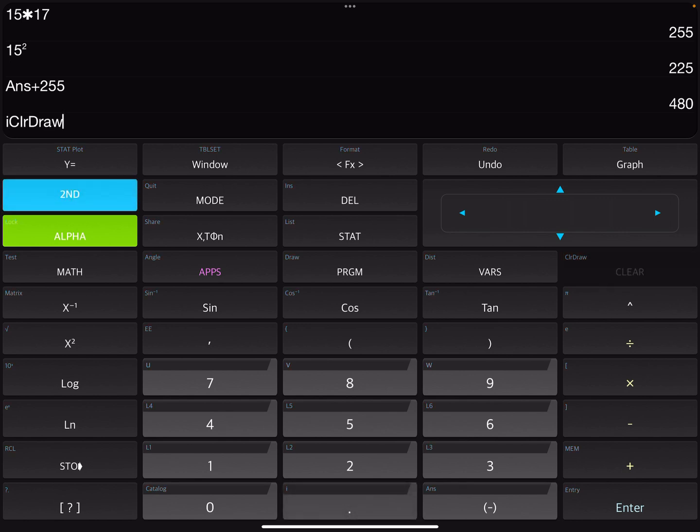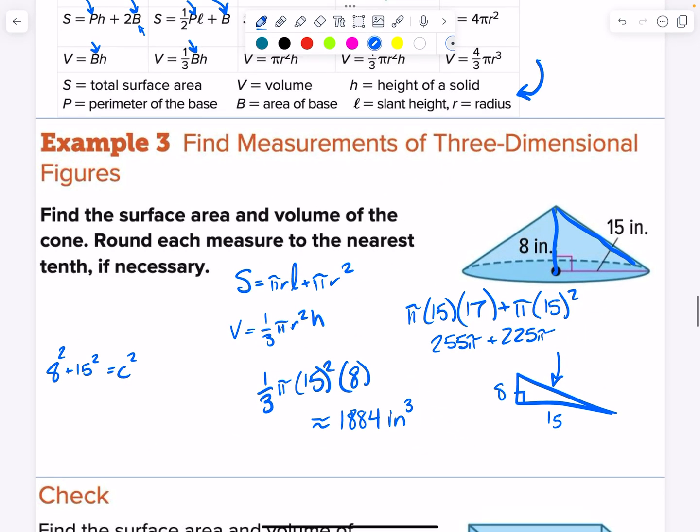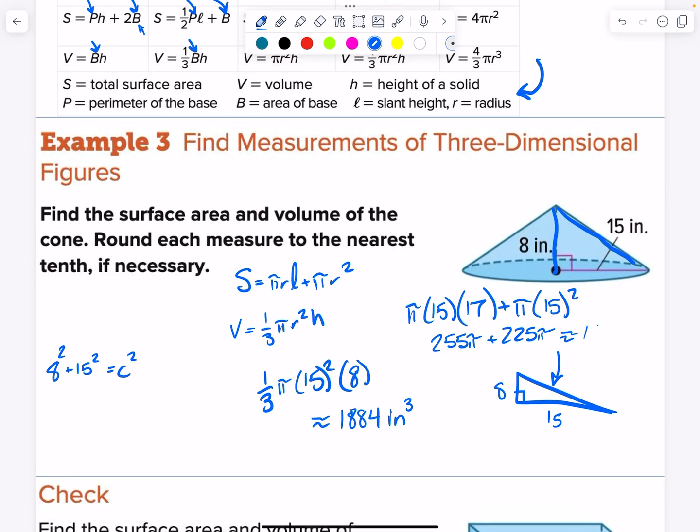So we're going to say clear. 480 though times 3.14 equals 1507.2. So approximately 1507.2, and that's in inches squared because that's surface area.